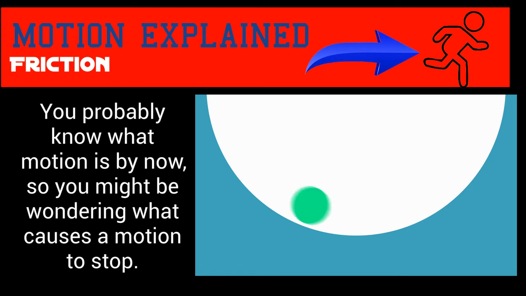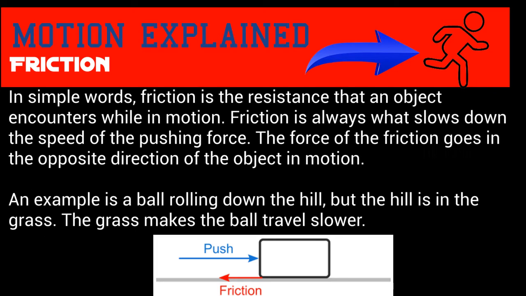You probably know what motion is by now, so you might be wondering what causes a motion to stop. In simple words, friction is the resistance that an object encounters while in motion. Friction is always what slows down the speed of the pushing force. The force of the friction goes in the opposite direction of the object in motion. An example is a ball rolling down the hill, but the hill is in the grass. The grass makes the ball travel slower.